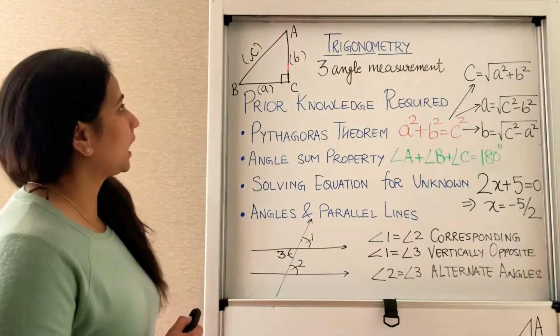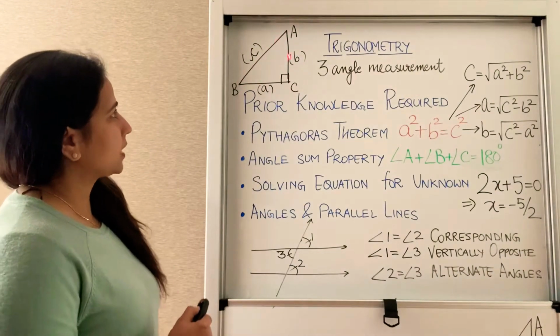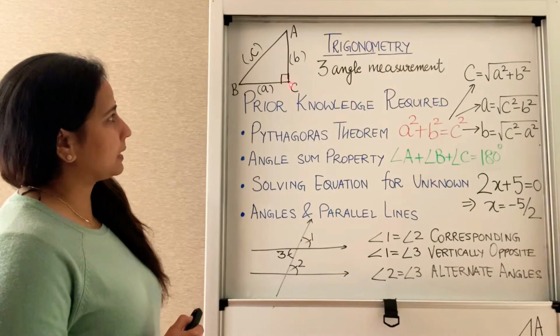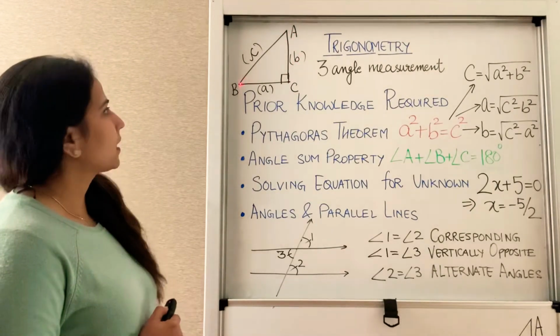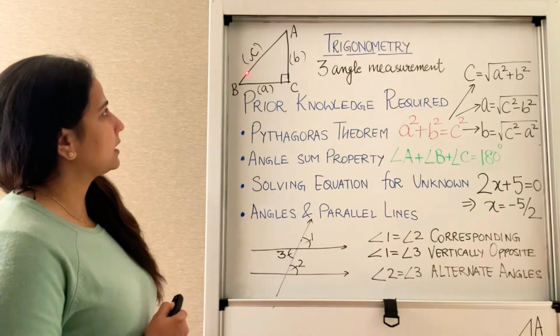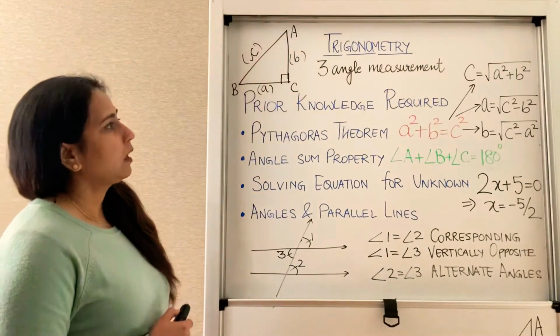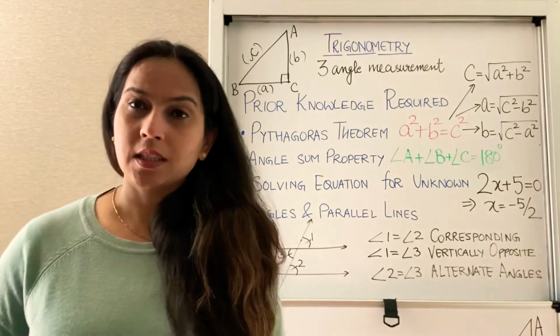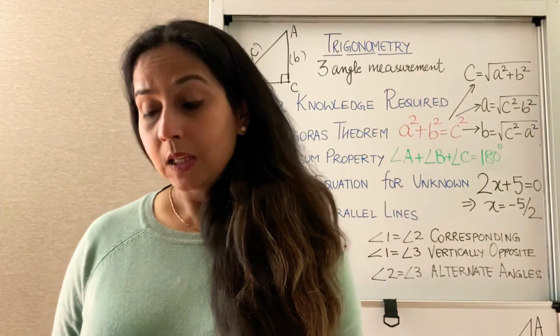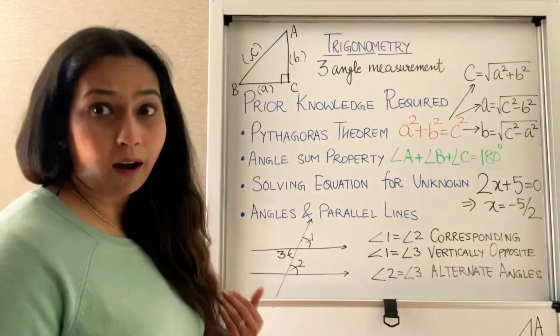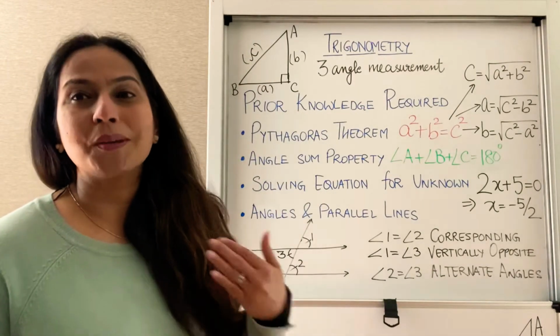Here you can see ABC is a right angle triangle, right angled at point C. The side AC is written with small b, side BC small a, and AB, which is the longest side, is denoted by small c. Now, there are certain mathematical concepts which you need to know before you start doing trigonometry. So let's have a look at the concepts which are needed to learn trigonometry better.